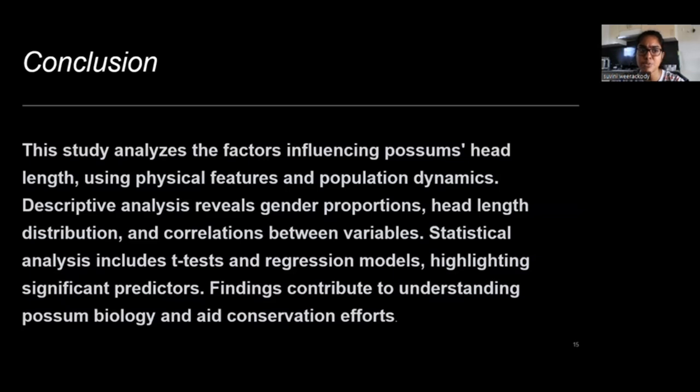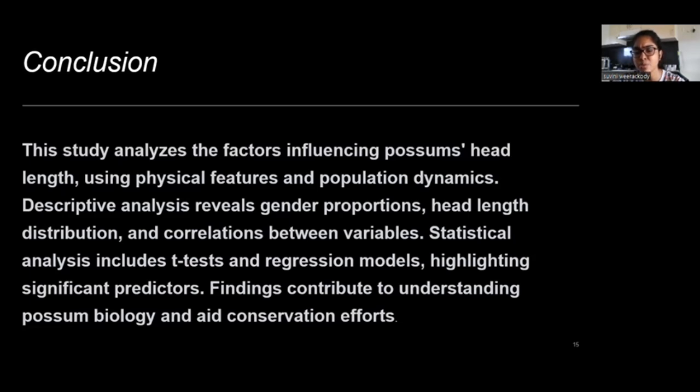As a conclusion, I would say this study analyzed the factors influencing possums' head length using physical features and population dynamics. Descriptive analysis revealed gender proportion, head length distributions, and correlation between variables. Statistical analysis included t-test and regression models, highlighting significant predictors. Findings contribute to understanding possum biology and aid conservation efforts.